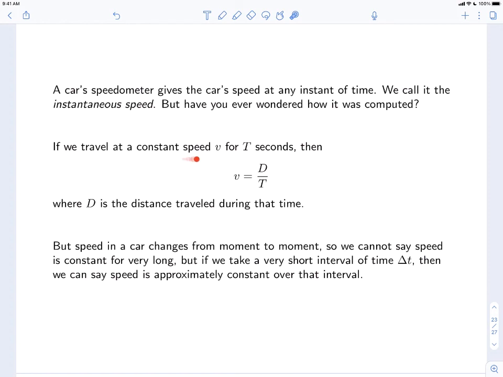What do we even mean by speed? Well, if we travel at a constant speed v for t seconds, then we can determine what v is by writing it as d divided by t, where d is the distance traveled during that time. So the distance traveled per time gives us the velocity. But speed in a car changes from moment to moment, so we can't say that speed is constant for very long. But if we take a very short interval of time, delta t, then we can say speed is approximately constant over that interval.